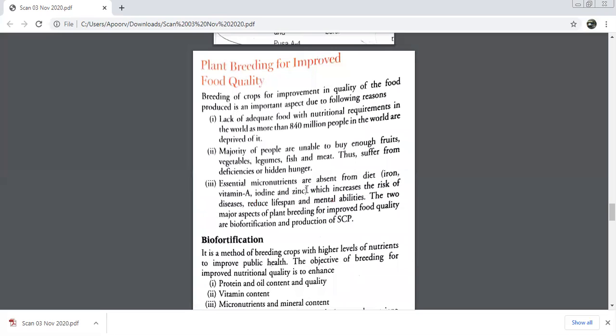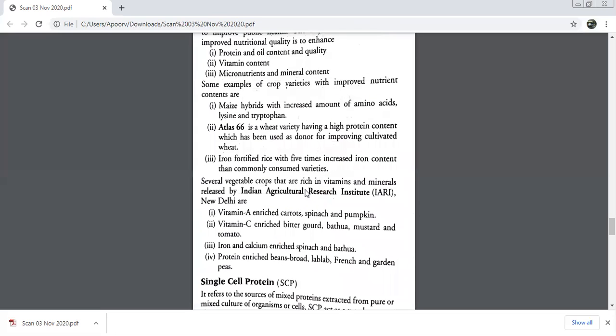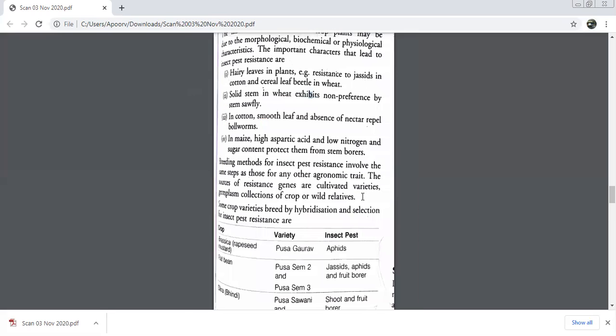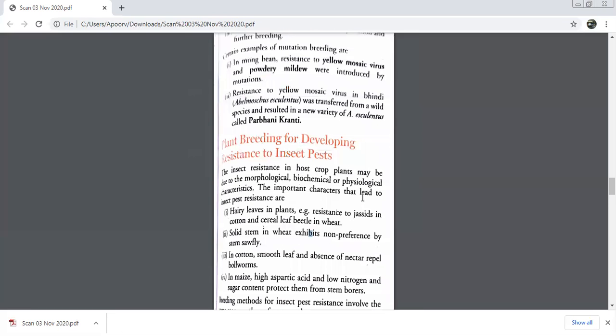See these varieties. We're going to read about plant breeding for improved food quality and then biofortification. That is all. So we're going to read very quickly about plant breeding for developing resistance to insect pests. Read quickly.